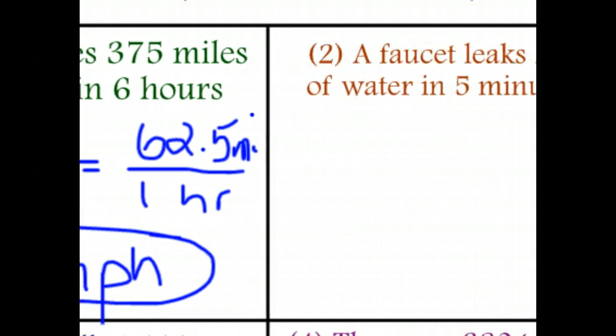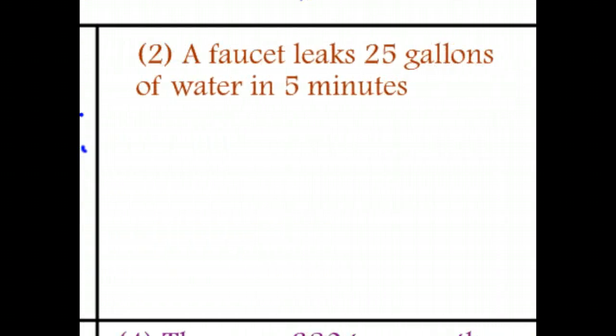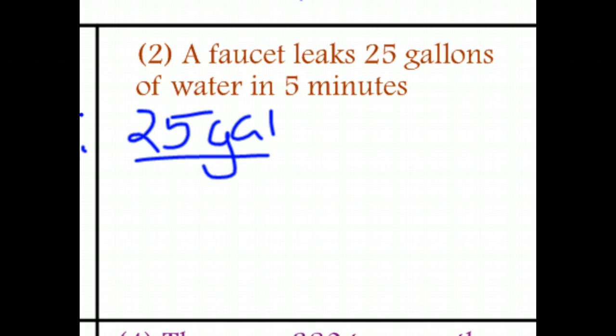For number 2, a faucet is leaking 25 gallons of water every 5 minutes. And so we want to find a rate and also a unit rate which describes how many gallons of water are falling out of the faucet in 1 minute. So the standard rate that we want is just comparing the amount of gallons, 25 gallons, to 5 minutes. That is our standard rate, or generic rate, I'll use those terms interchangeably.